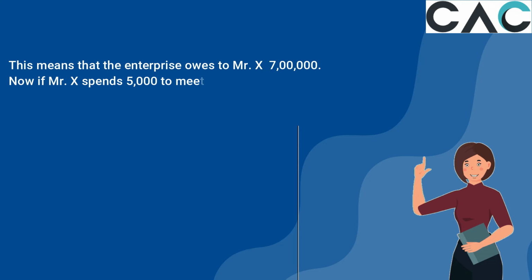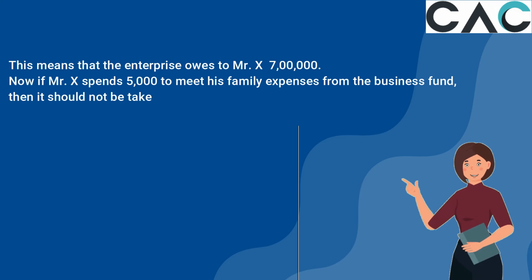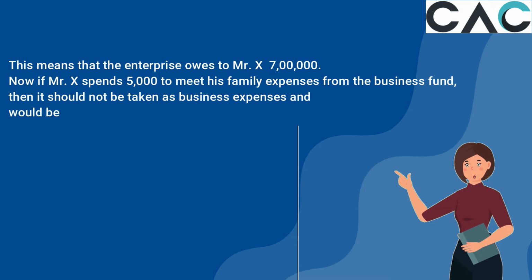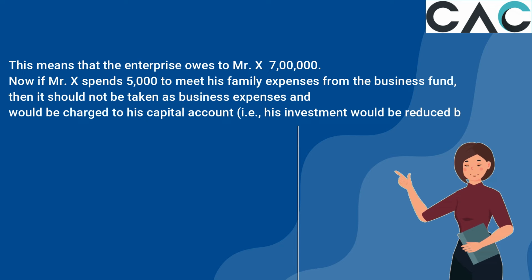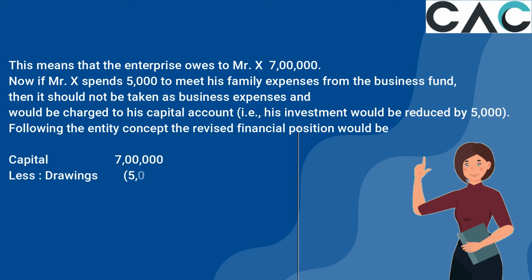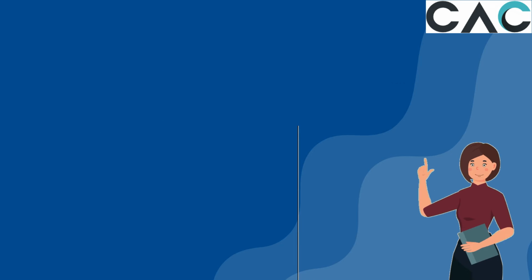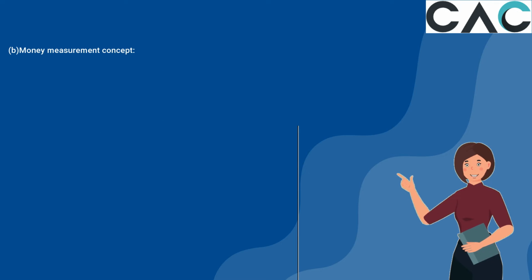Now if Mr. X spends 5,000 to meet his family expenses from the business fund, then it should not be taken as a business expense and would be charged to his capital account, i.e., his investment would be reduced by 5,000. Following the entity concept, the revised financial position would be: capital 7,00,000 less drawings 5,000, 6,95,000; machinery 5,00,000; cash 1,95,000.